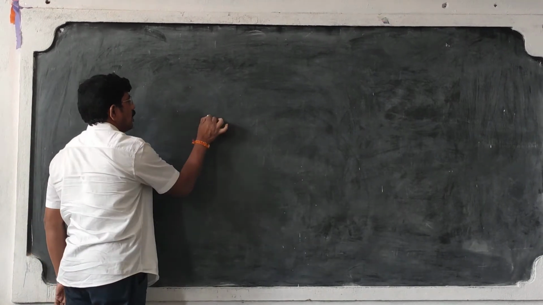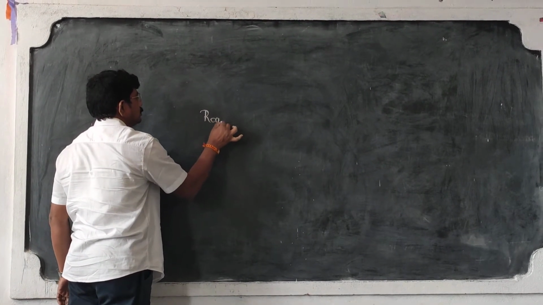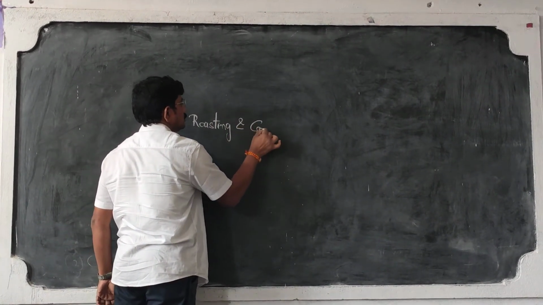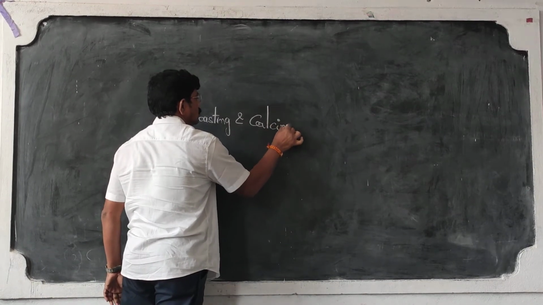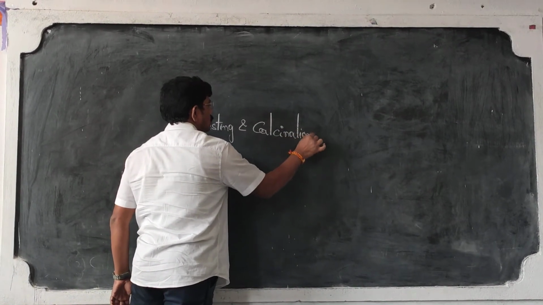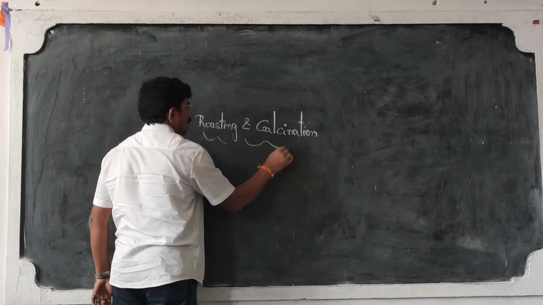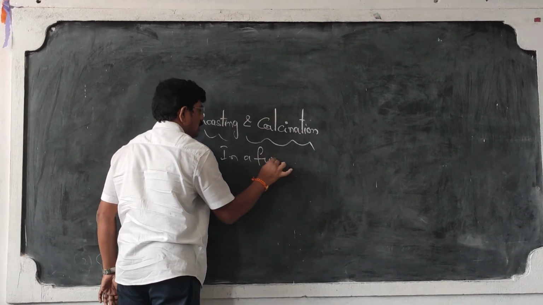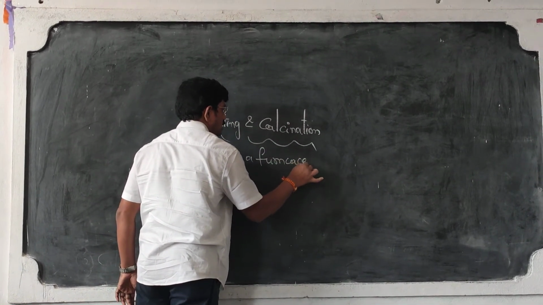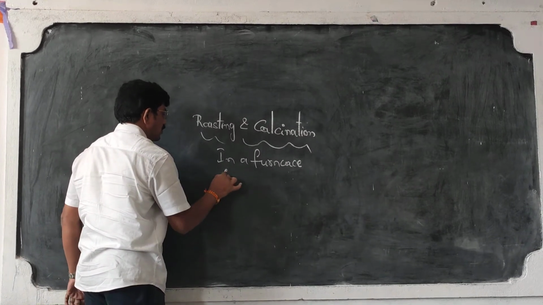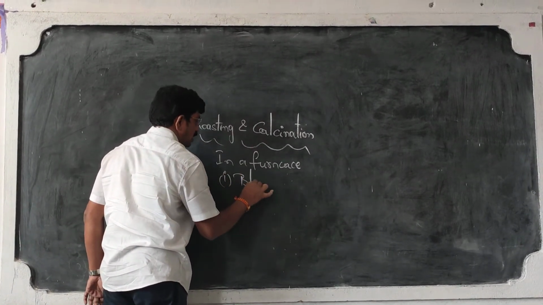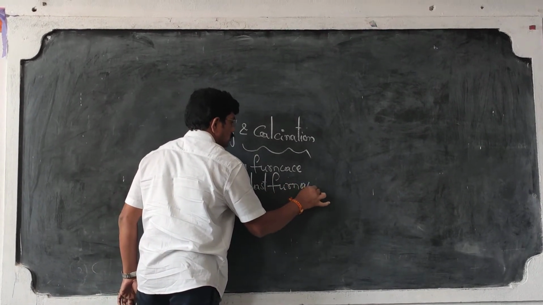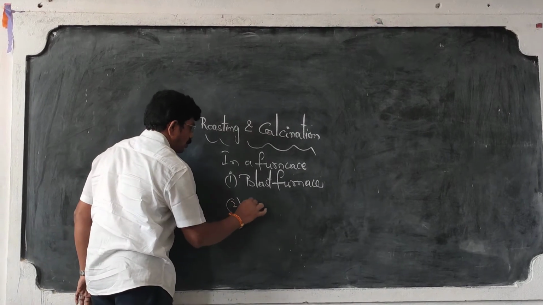These two processes, what are the two processes? Roasting and calcination. These two processes are done in a furnace. We will discuss all these things later. In a furnace. Furnaces are of two types. One is the blast furnace. The second one is the reverberatory furnace.